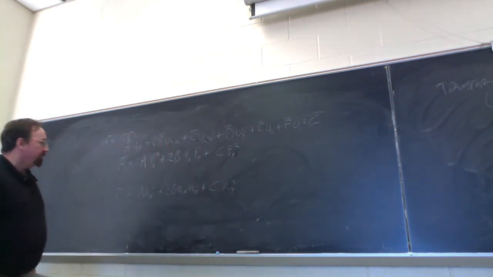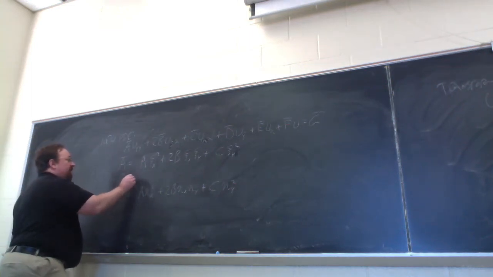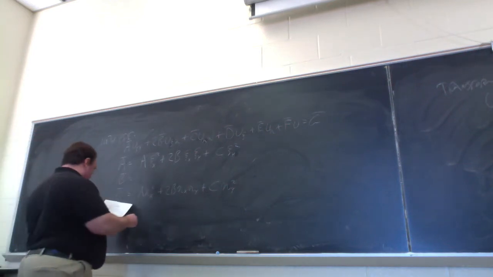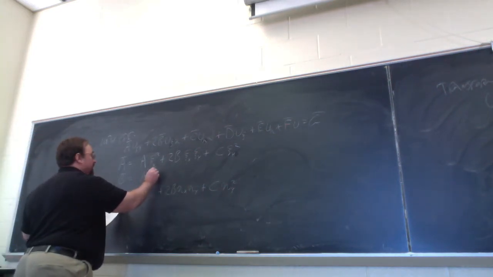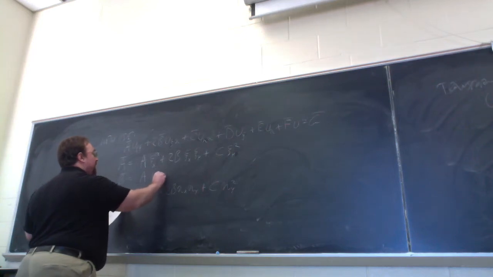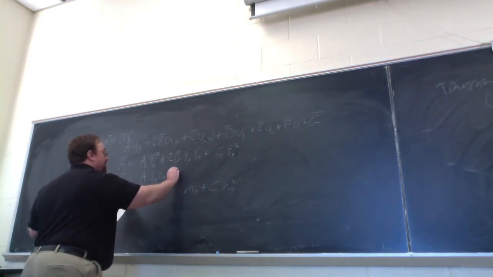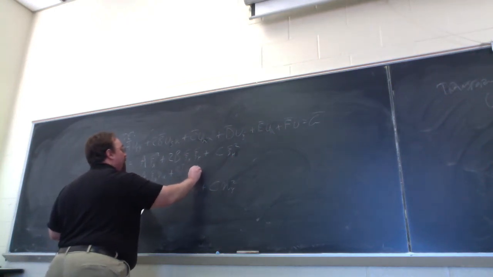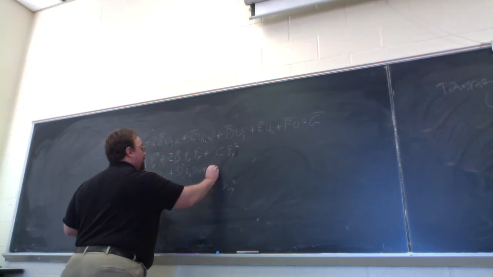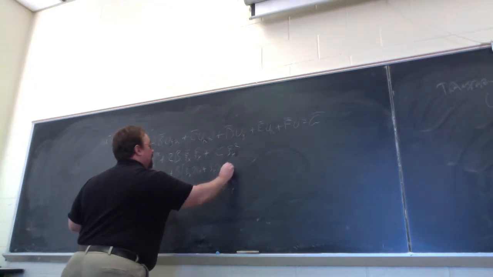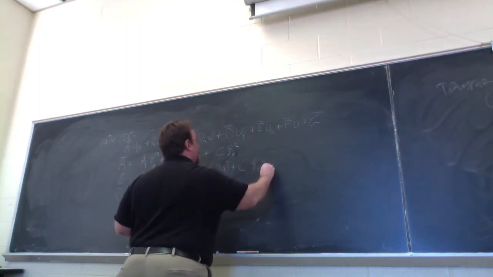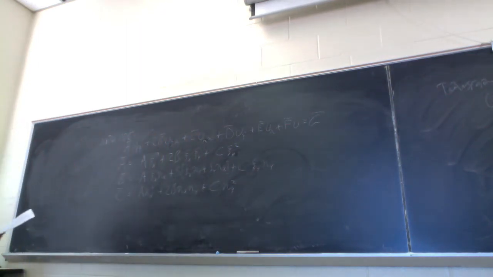Whereas B bar is much different. It has mixes of ξ and η. So you have A ξx ηx plus B, and then mixed cases, so ξx ηy plus ξy ηx, plus C ξy ηy.